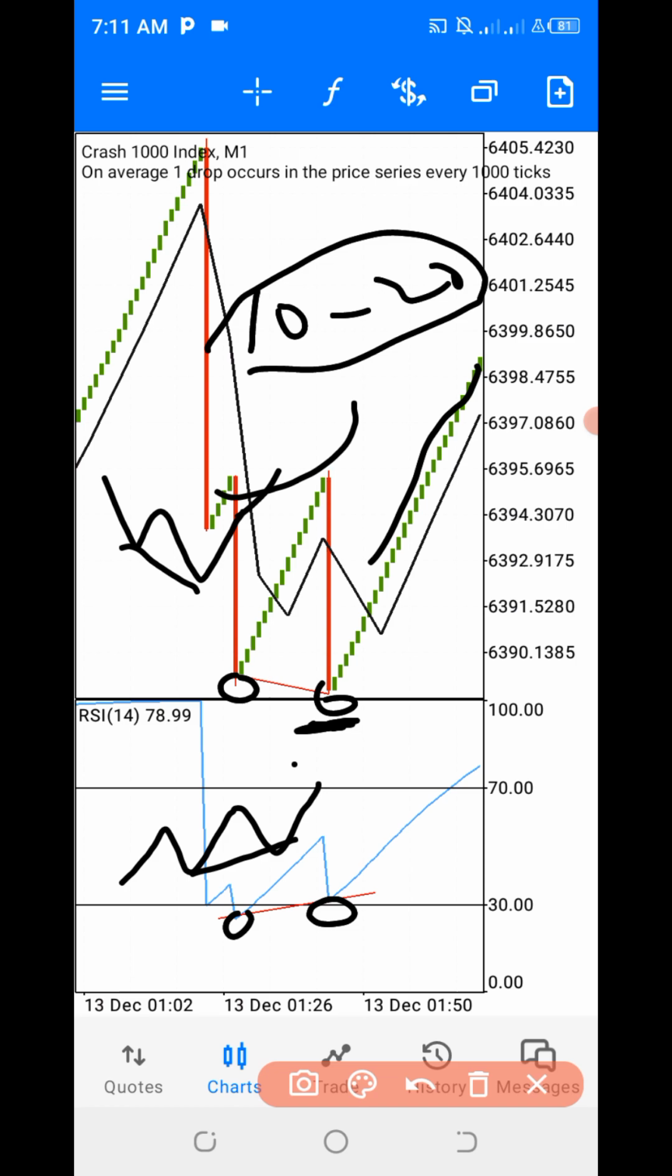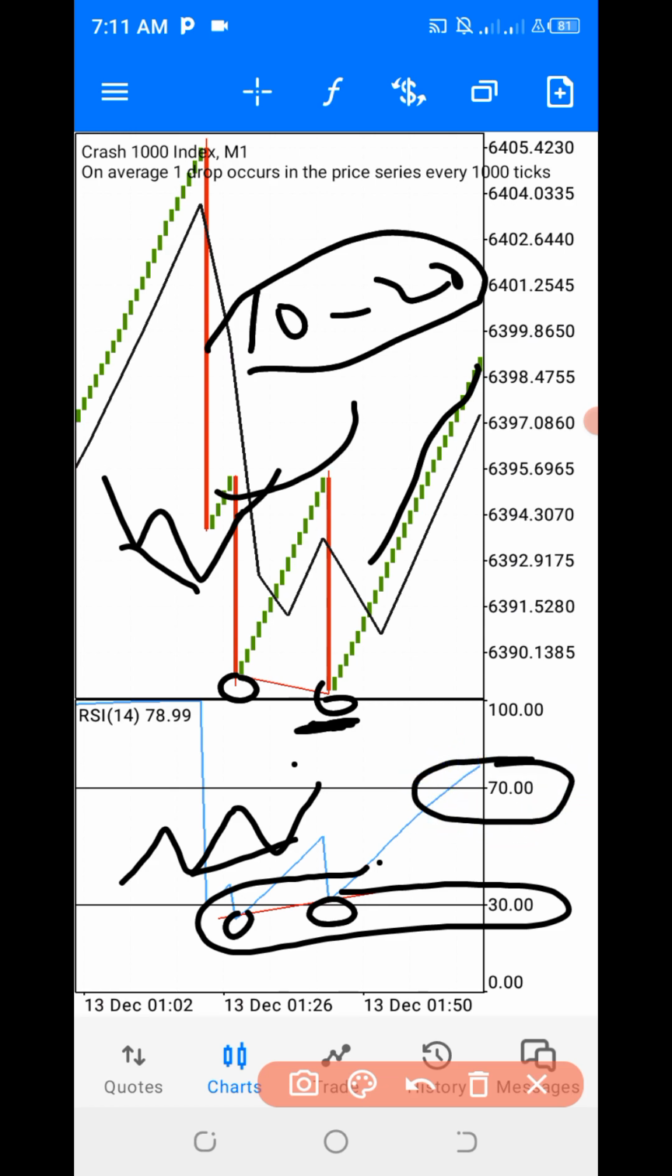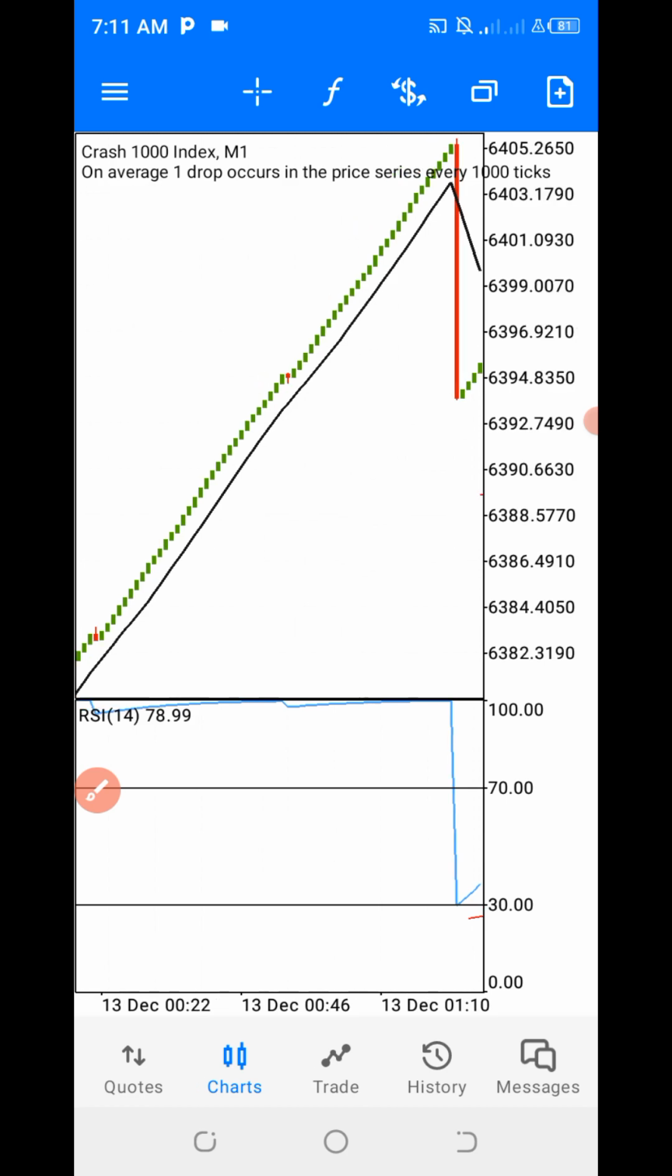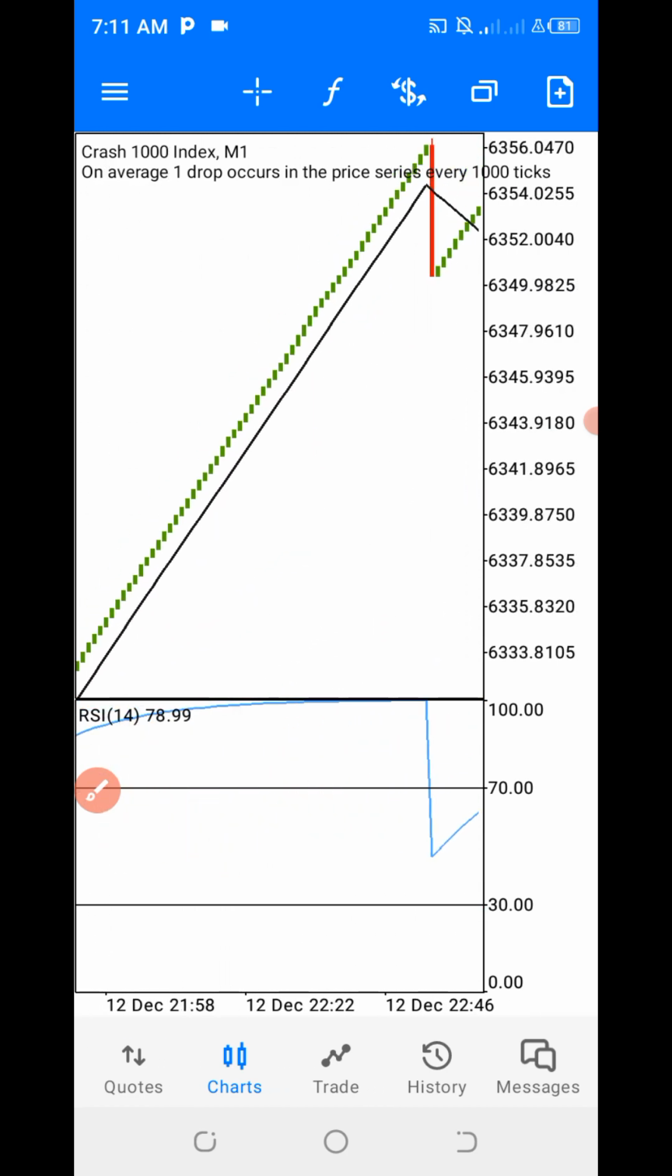And since we are taking a reversal now on Crash 1000, it must happen at the 30 level. If it is going to be for Boom, it must happen at the 70 level. So those are the confirmations that you take. So that is one example. Let's look out for another one.